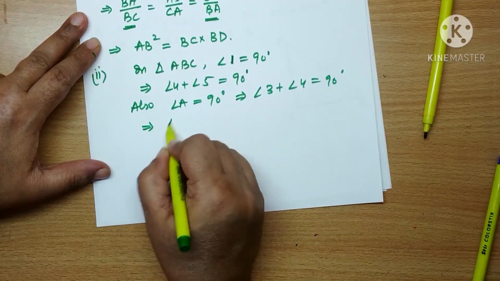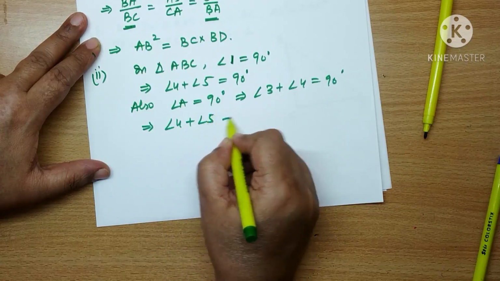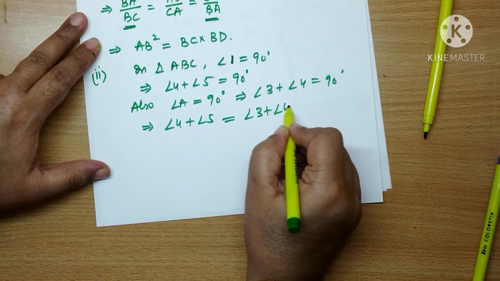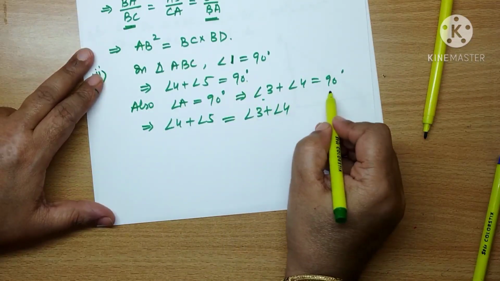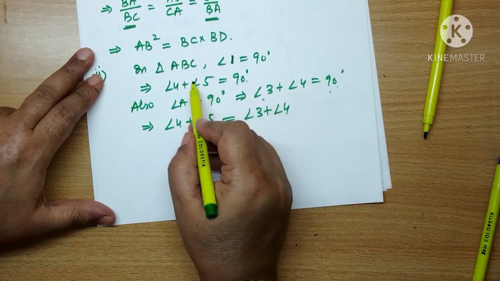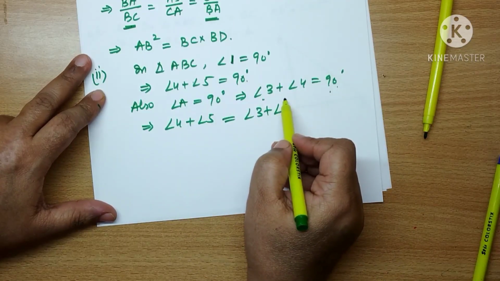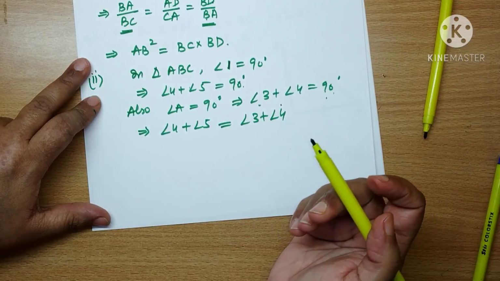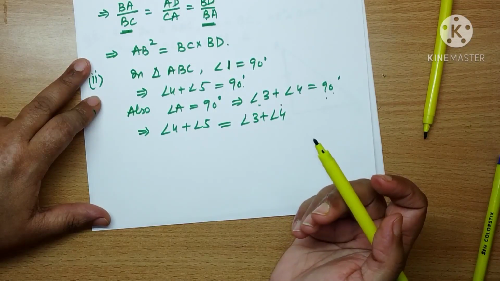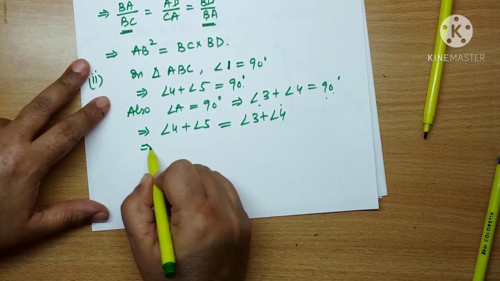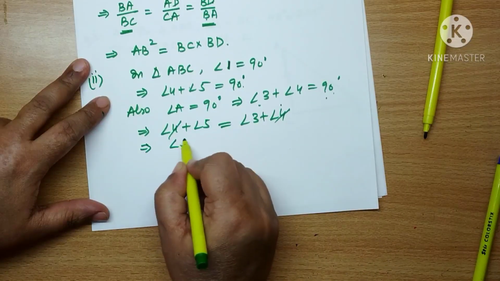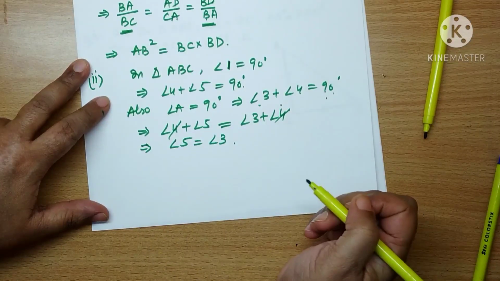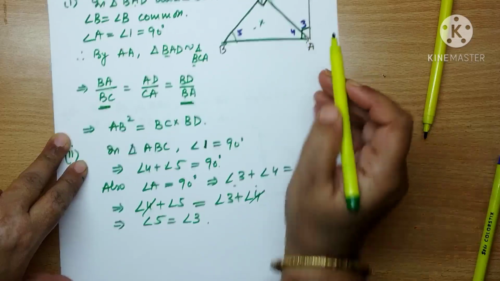So this implies 4 plus 5 is equal to 3 plus 4. 4 plus 5 is 90, 3 plus 4 is 90, right hand sides are equal. So I can equate the left hand sides. Remember Euclid's axiom, things equal to the same thing are equal to one another. So we get angle 5 is equal to angle 3. Angle 5 equal to angle 3.